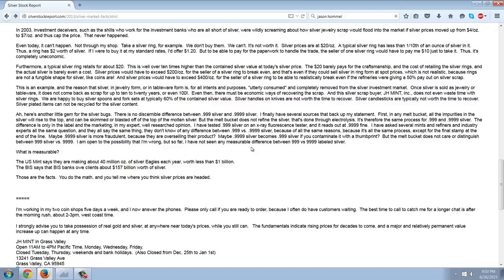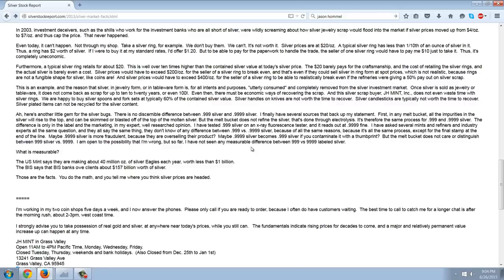We are happy to buy silver spoons and fork sets, typically 60% of the contained silver value. Silver handles on knives are not worth the time to recover. Silver candles are typically not worth the time to recover. Silver plated items cannot be recycled for the silver content.